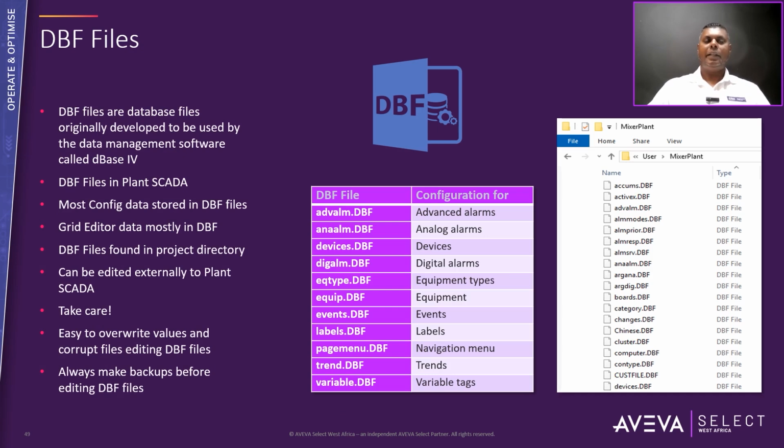DBF files are database files originally developed to be used by data management software called DBS6. Most of the Plant SCADA configuration data is stored in DBF files. There are about 96 DBF files, including language DBFs. These are used for multilingual projects in Plant SCADA. In general, wherever you find data represented in Plant SCADA Studio in a grid editor, that data is being stored in its own DBF file. These DBF files are found in the project directory and can be manipulated external to the Plant SCADA Studio.